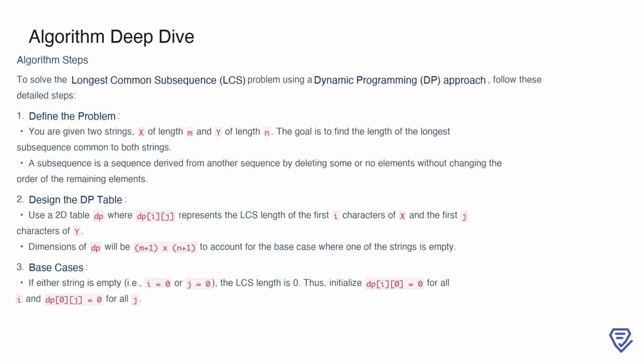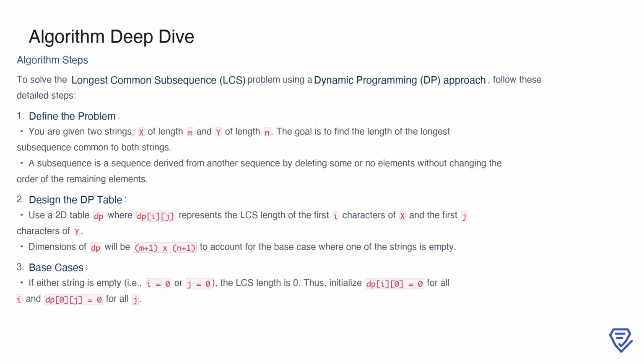Next, we design the dynamic programming table. This table, dp, is a 2D array where dp[i][j] represents the length of the LCS of the first i characters from x and the first j characters from y. The table's dimensions will be m+1 by n+1, as we must include a base case for when one or both strings are empty.